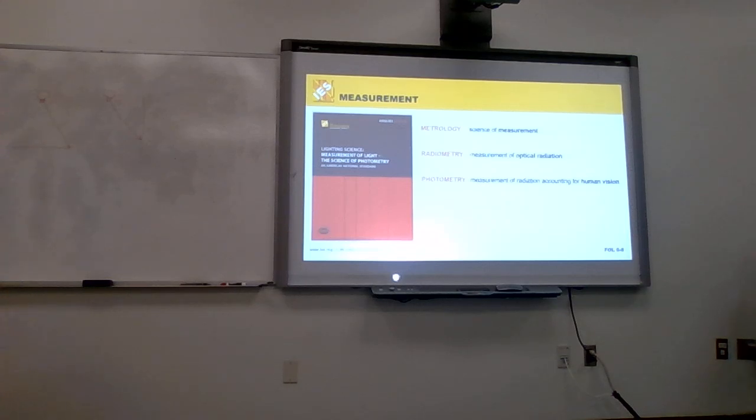So just as radiometry and optical radiation are measured in watts or joules, photometric measurements account for human vision using the human luminous efficiency function, V of lambda, discussed in Module 1. The original formulation dates back to 1924.